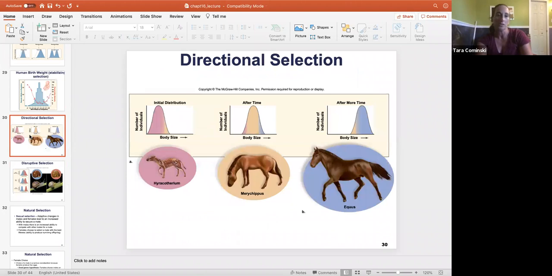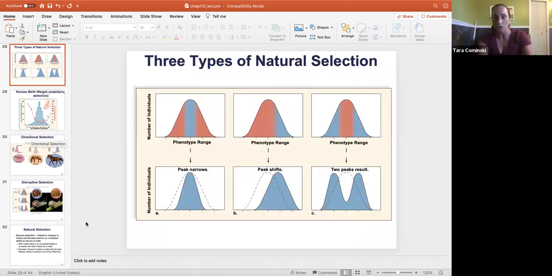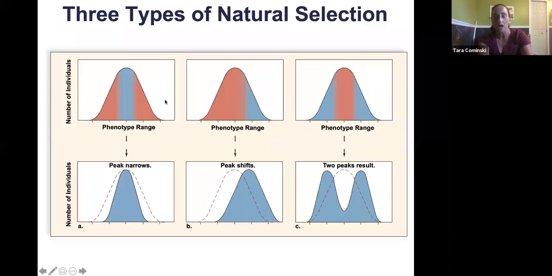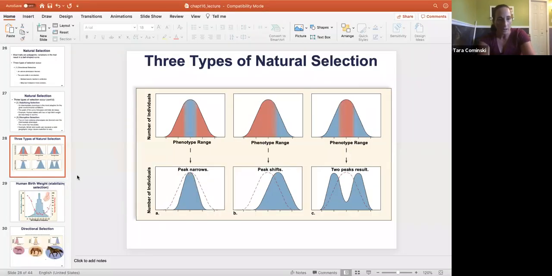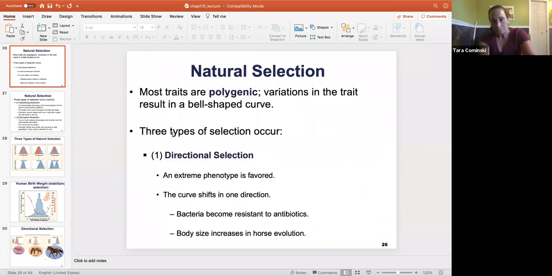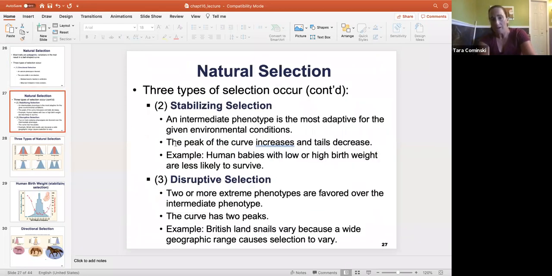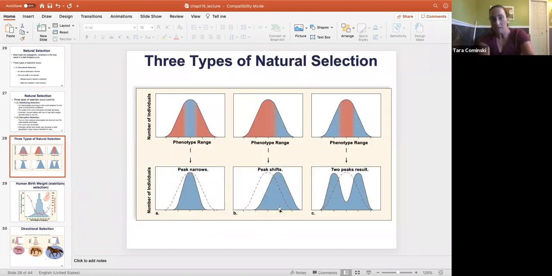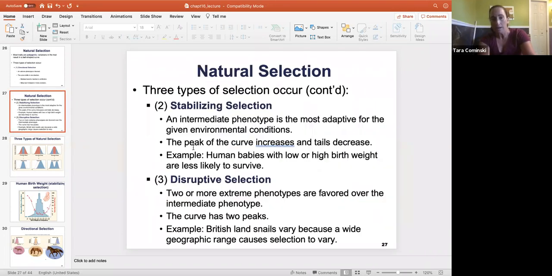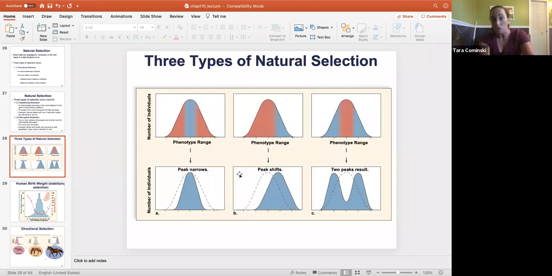All right, this was the only other thing I wanted to pull up. These are the 3 types of natural selection that I was just mentioning, in terms of how it changes depending on the environment, right? So here you have directional, you have stabilizing, intermediate phenotype, and then disruptive, okay? The first one is directional, where you have this narrowing of the peak. Here, this one, B, is stabilizing, where you get this intermediate phenotype.